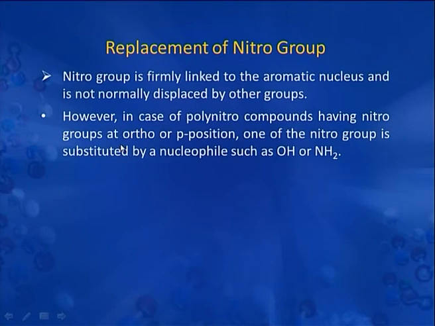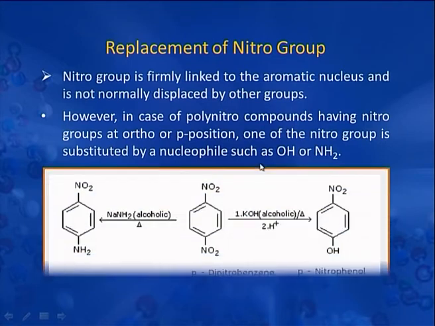Nitro group is firmly linked to the aromatic nucleus and is not normally displaced by other groups. However, in case of polynitro compounds having nitro group at ortho or para position with respect to each other, then one of the nitro group is substituted by nucleophiles such as OH or NH2.